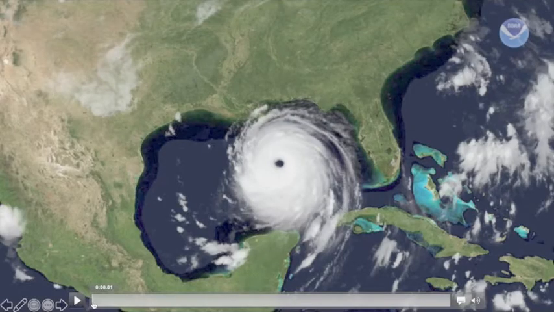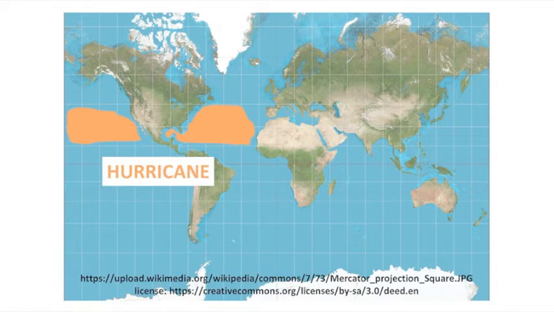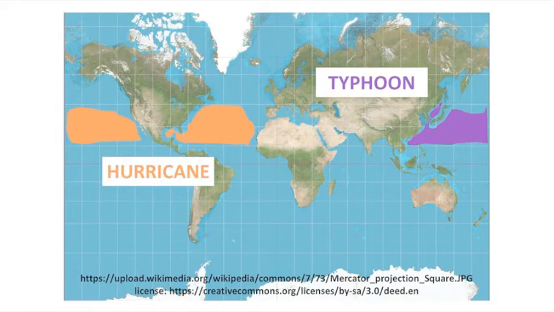Tropical cyclones pop up all over the world, where the oceans are warm. But they're called different things in different parts of the world. Over the Atlantic Ocean and the Eastern Pacific Ocean, in this orange area here, they're called hurricanes. Now in that purple area over on the right, by China and Japan, they're called typhoons.